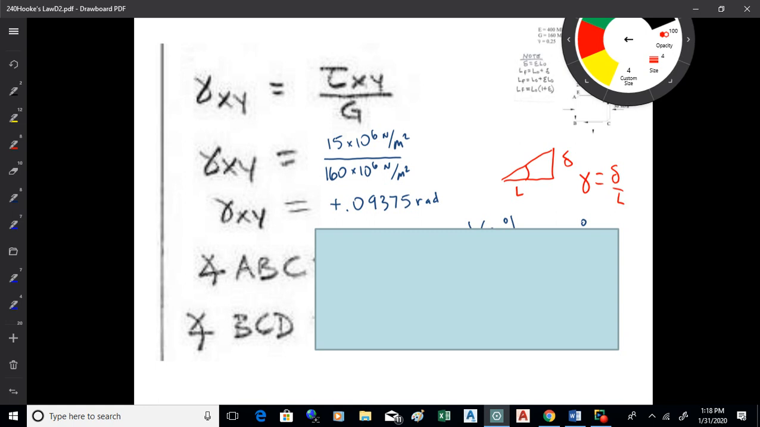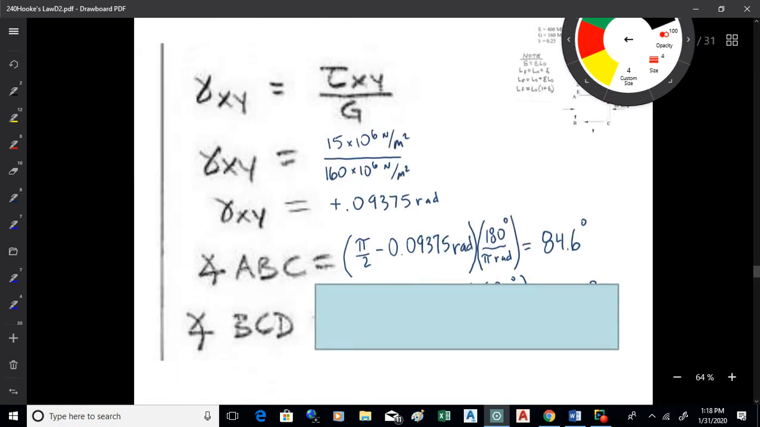Now it's also a radian measure. You could think about strain as being either one. So I think about it as being a radian measure. So that original angle was 90 degrees, that's pi over 2 radians. So it's going to change by 0.09375 radians. Now it's a positive shear, so that means the angle gets smaller. So you got to remember to switch the sign there. So you subtract that radian measure off. And when you convert that to degrees, you get 84.6 degrees.